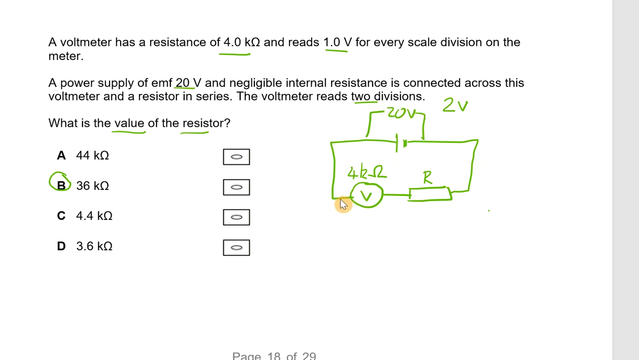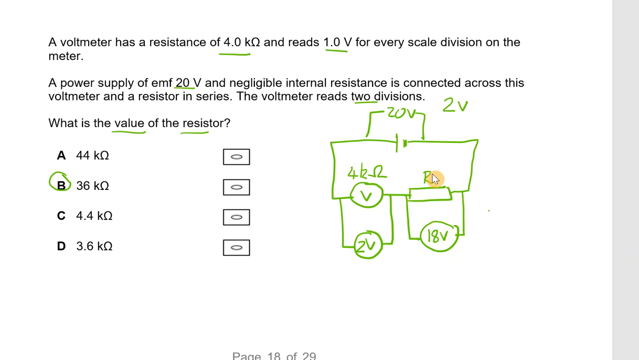And then we can put another voltmeter in that will measure the PD across that voltmeter. And we're told, because it's 2 divisions, that's reading 2 volts. Well, if it's 20 volts supplied by the battery or by the cell, and there's 2 volts across the voltmeter, then there must be 18 volts across this other resistor.